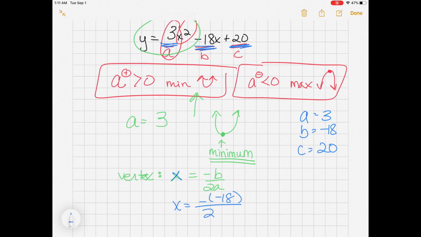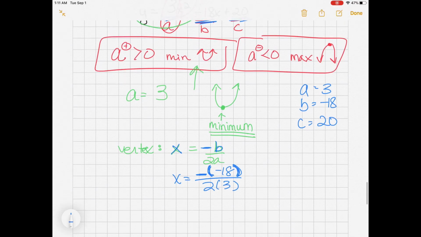Here's our negative B over 2A. Now remember, it's a negative B, so we put the negative out front. Put parentheses around the B so you don't forget, and you don't worry about the negatives till later, okay? So here we go. A negative times a negative is a positive. That leaves me with 18 over 2 times 3, which is 6. 18 over 6 is 3. So at the vertex, x equals 3.